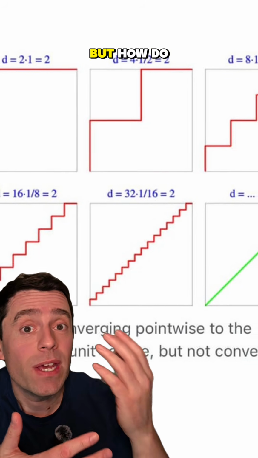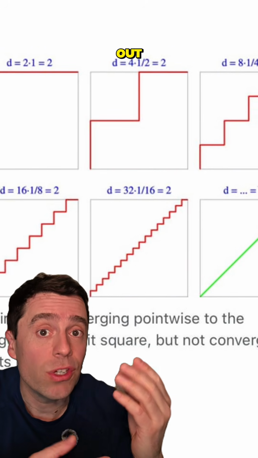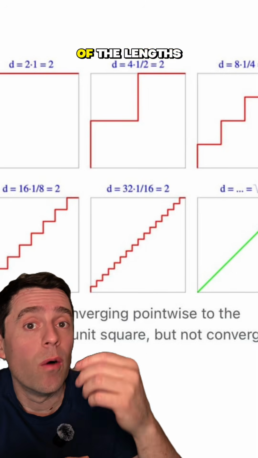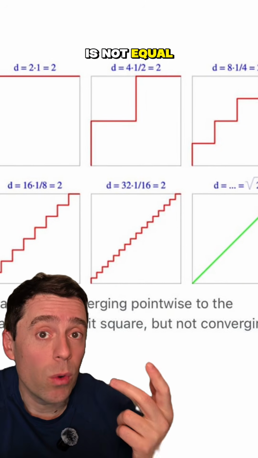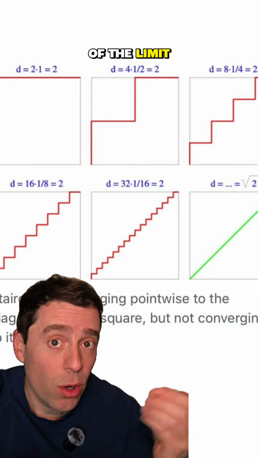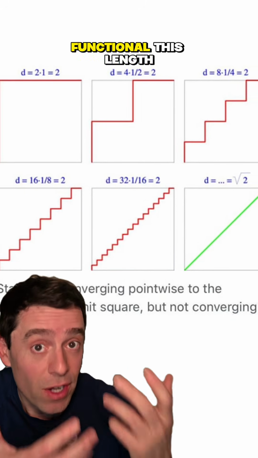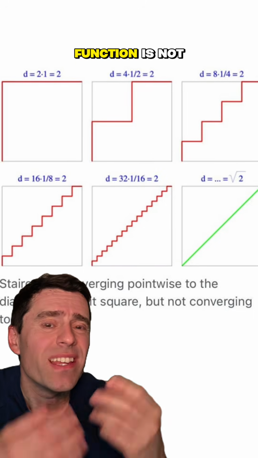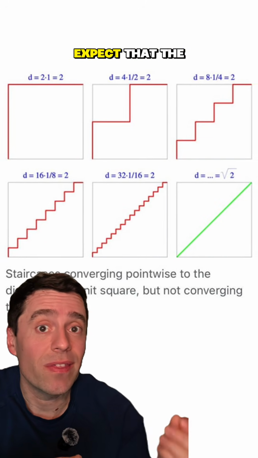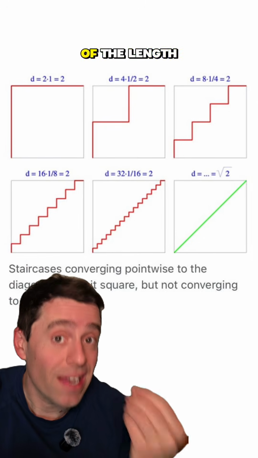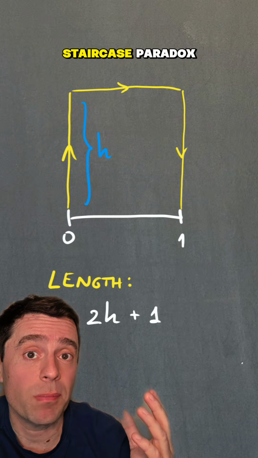which of course is not true. But how do you resolve this paradox? You point out that the limit of the lengths of those staircases is not equal to the length of the limit of the staircases. In other words, this length function is not continuous, so we do not have to expect that the length of a limit is the limit of the length. Here's an even simpler example to show the staircase paradox.